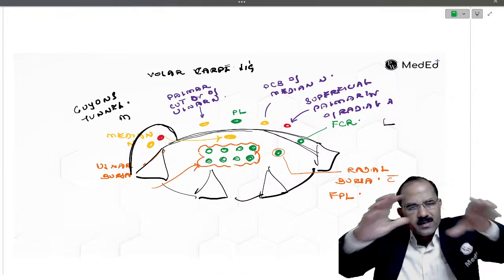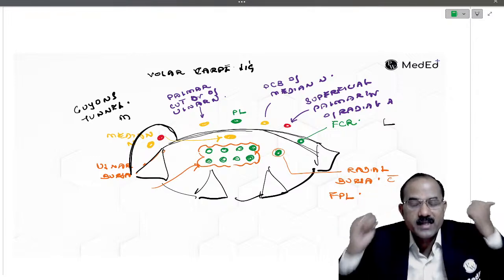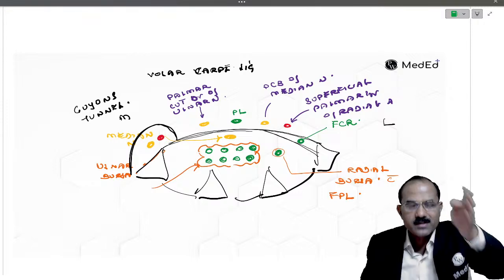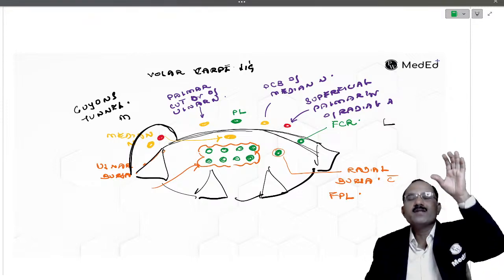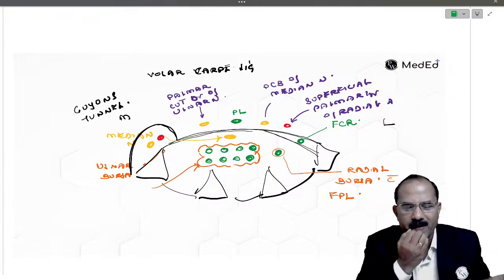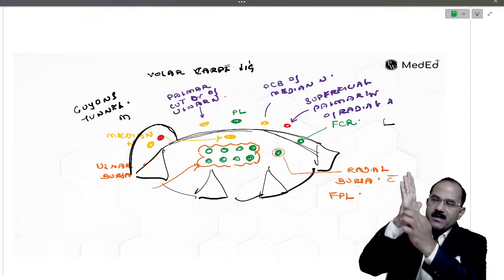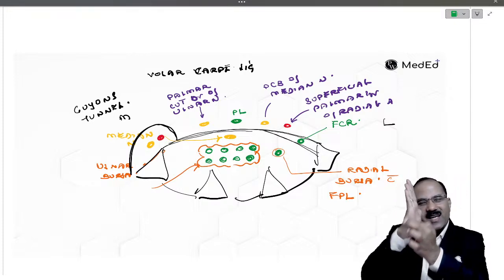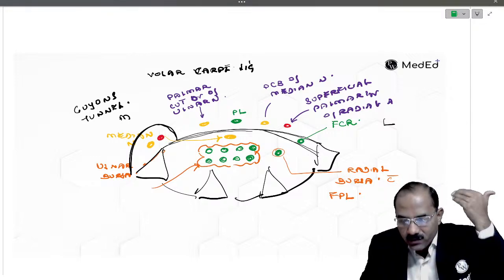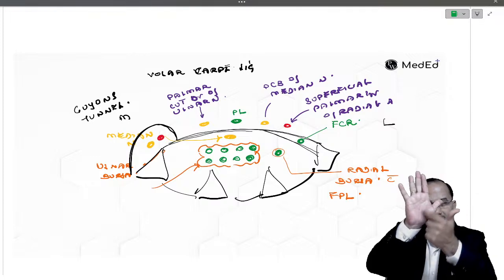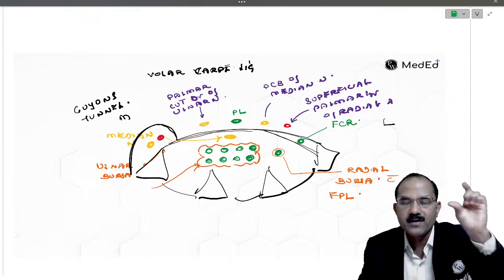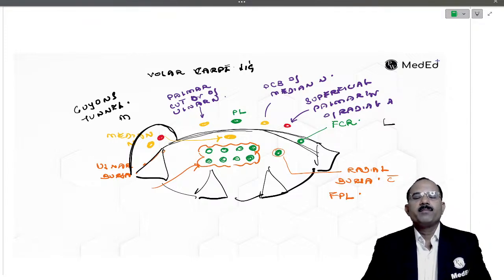My dear children, you get this MCQ: structures passing above the flexor retinaculum. Number one is the ulnar nerve and vessels. They pass through the Guyon's tunnel. Number two is the palmar cutaneous branch of ulnar nerve. Can anyone tell me what this nerve is going to supply? It supplies the skin over the hypothenar eminence. Then is the tendon of palmaris longus. Then is the palmar cutaneous branch of median nerve. What does this nerve supply? The skin over the thenar eminence. And finally, we have the superficial palmar branch of radial artery.